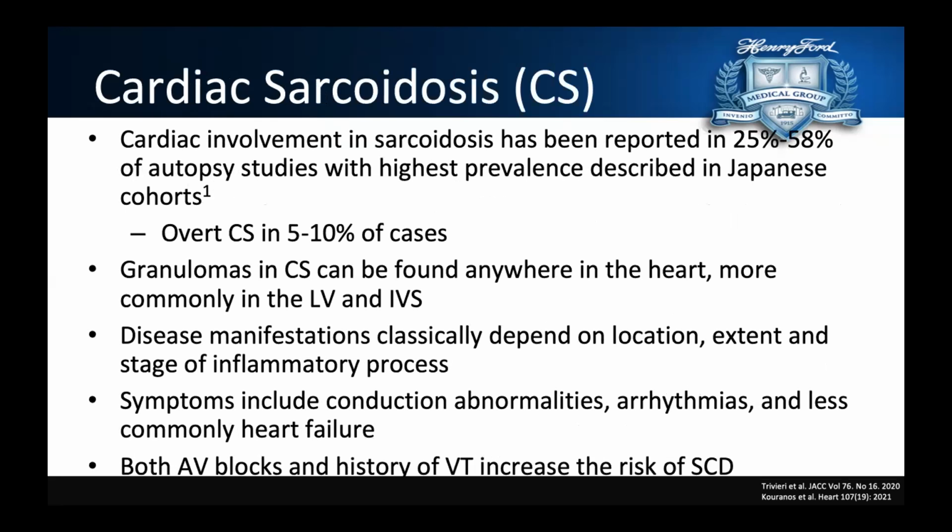Now, cardiac involvement in sarcoid has been reported in about 25 to 60% of autopsy studies, with the highest prevalence described in actually Japanese cohorts. Lungs and intrathoracic lymph nodes are involved in 90 to 95% of cases, but the exact prevalence of cardiac sarcoid remains largely unknown. In fact, clinically overt cardiac sarcoid has been reported in 5 to 10% of cases with systemic sarcoid.